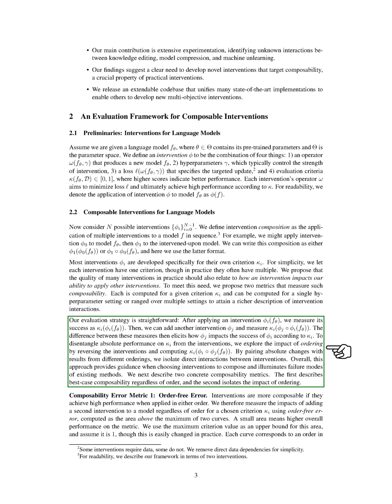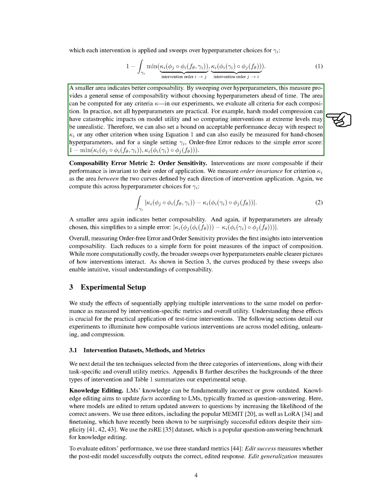We introduce two concrete metrics for composability. The first metric, order-free error, evaluates how well interventions perform regardless of the order they are applied in. The second metric, order sensitivity, assesses whether the performance of interventions is consistent regardless of their order of application. These metrics provide initial insights into intervention composability and can be simplified to a single error score when hyperparameters are fixed.